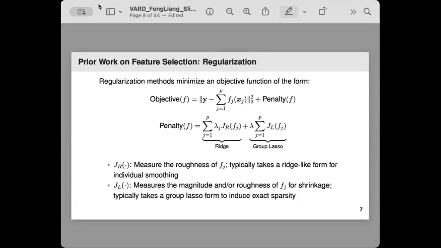Another family of methods is based on regularization. In this framework, we minimize a penalized residual sum of squares. The penalty term typically includes two components. One is a roughness penalty, similar to a smoothing spline, that measures how wiggly f is. And the second is a sparsity-inducing term to encourage variable selection. After basis expansion, the roughness penalty becomes a ridge type penalty on the coefficient beta_j. For the second term, different papers may have a different form. Some may just directly measure the magnitude. Some have a little bit more complicated form, including some kind of roughness in J_L. But eventually, it just corresponds to some kind of group Lasso type penalty on beta_j.